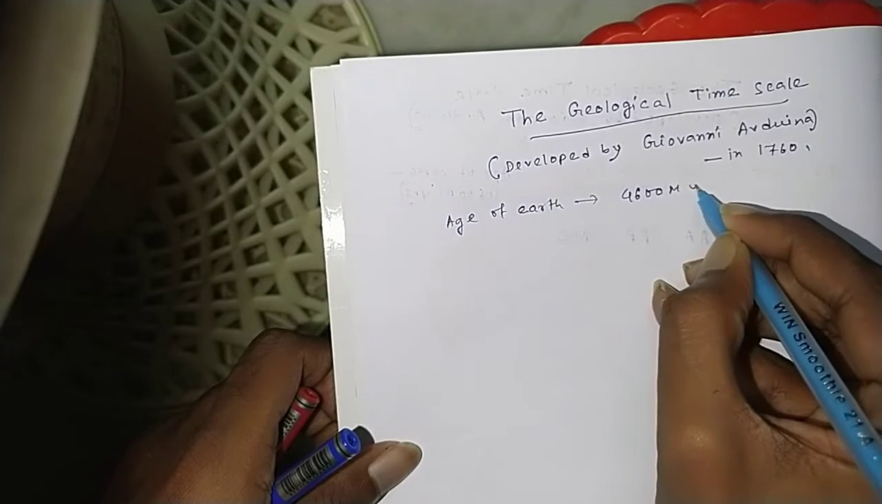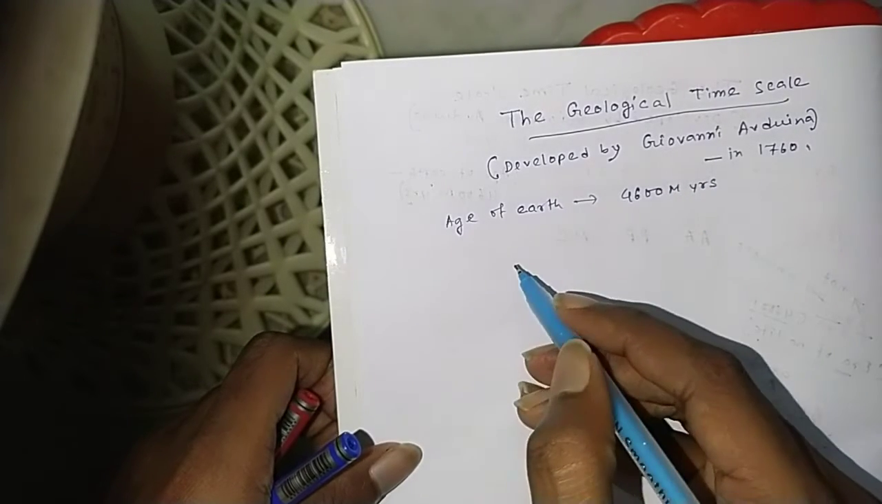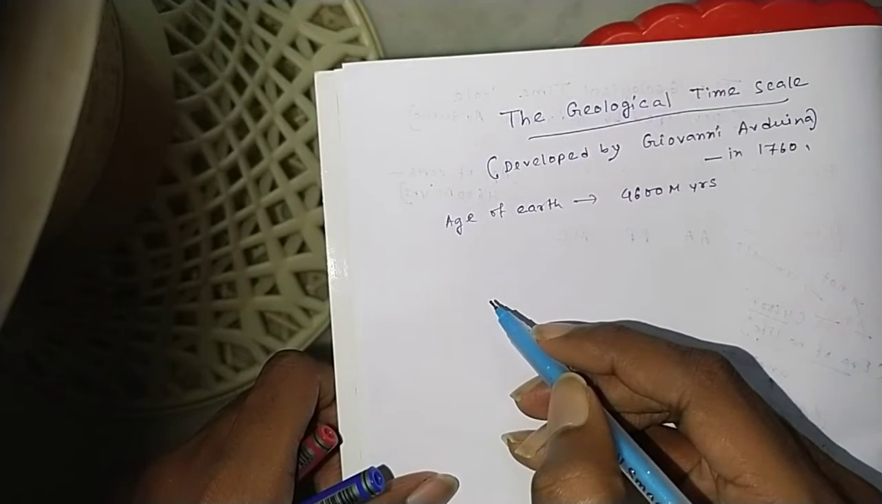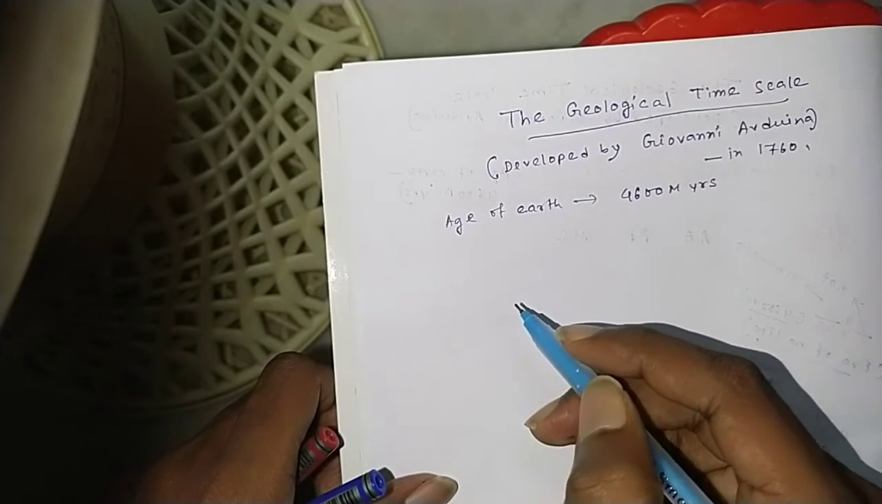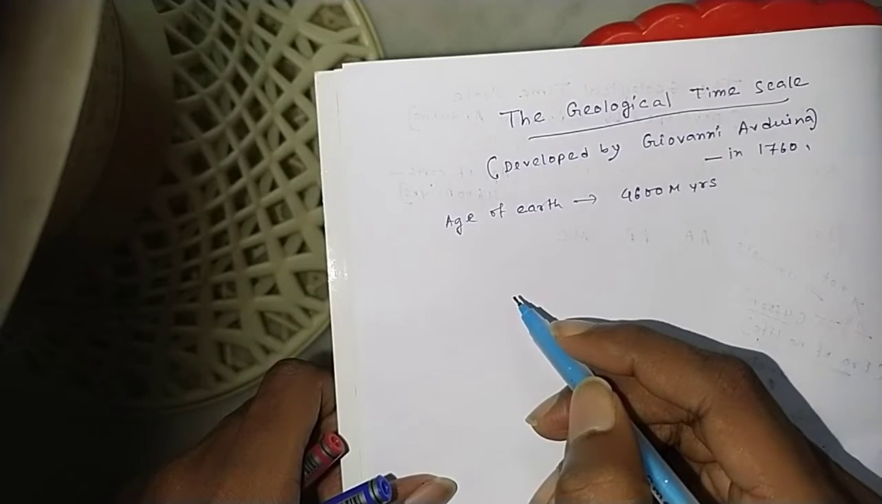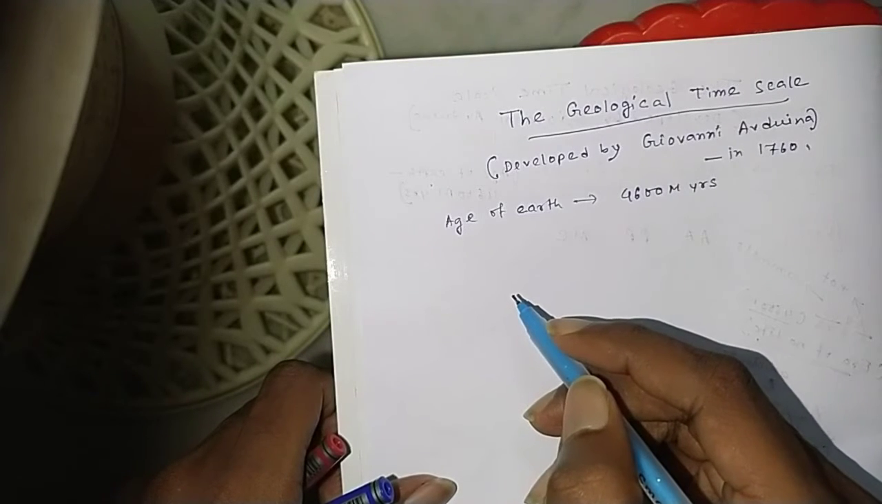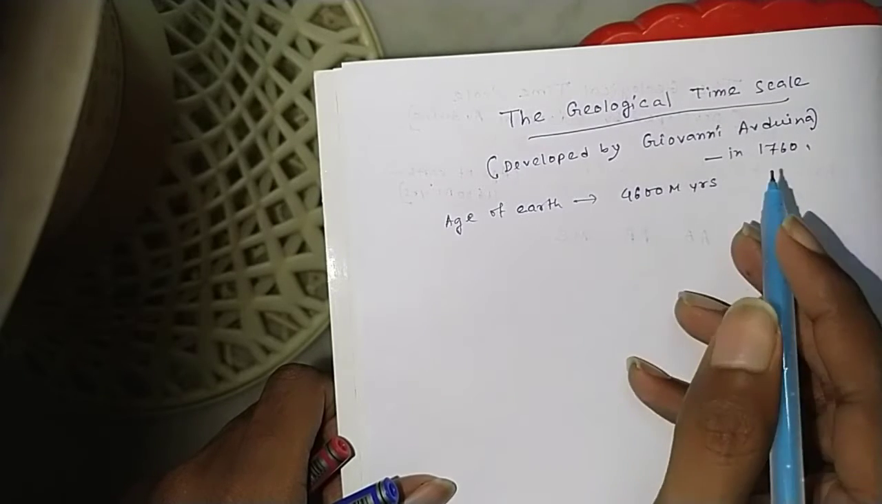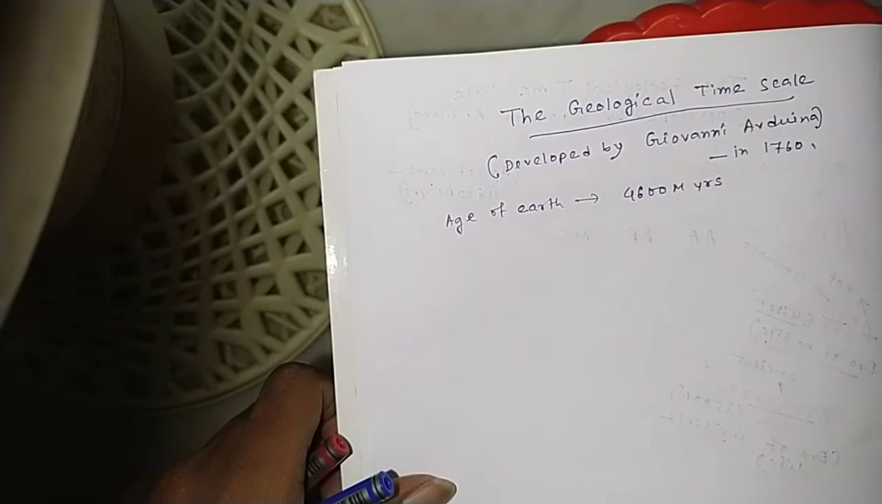Now the age of Earth is 4600 million years, and first life appeared on Earth 3500 million years ago. That means there was a gap of 1100 million years with no life forms.